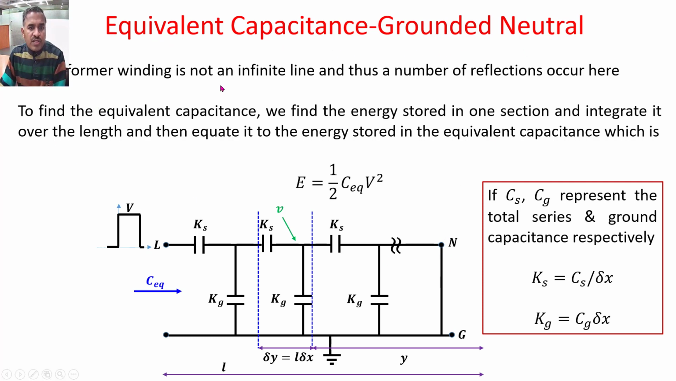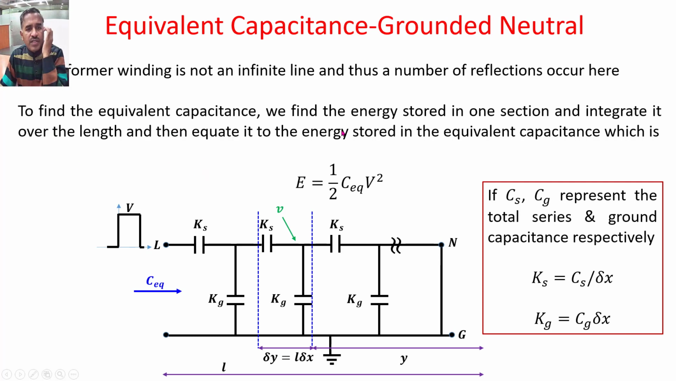Now for the present we see the equivalent capacitance for the grounded neutral case. A transformer winding is not an infinite line, so a number of reflections occur here. This is the initial voltage distribution we have seen, but that is just at the t equal to 0 instant. After that, what will happen? That needs to be investigated. There may be several reflections, there may be wave phenomena. The wave may go here and then get reflected again like that. So for the further equivalent circuit, we have to obtain the equation for how the voltage distribution will change.